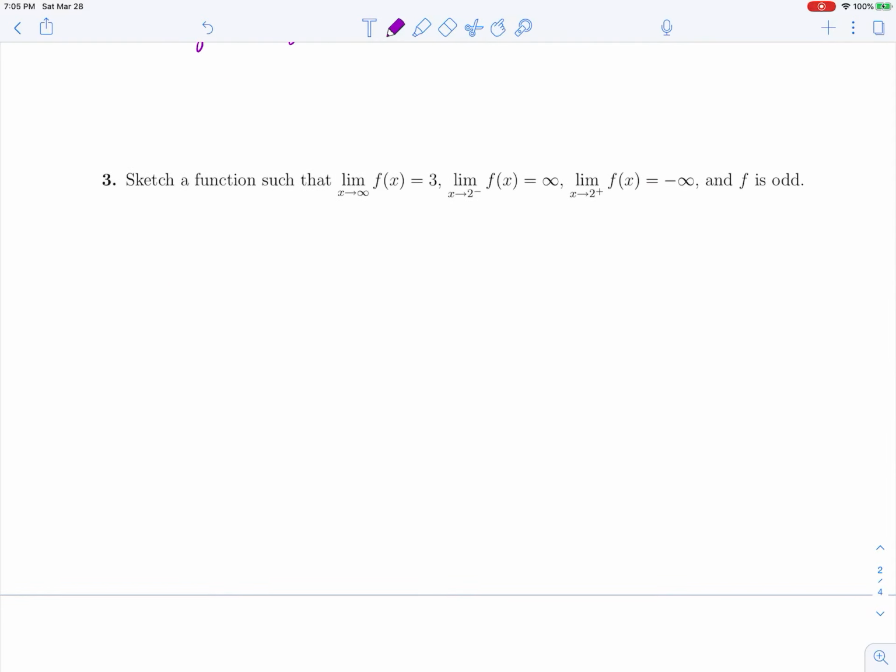So for this next example, we want to sketch a function with all these qualities, all these properties. So let's start by drawing our axes.